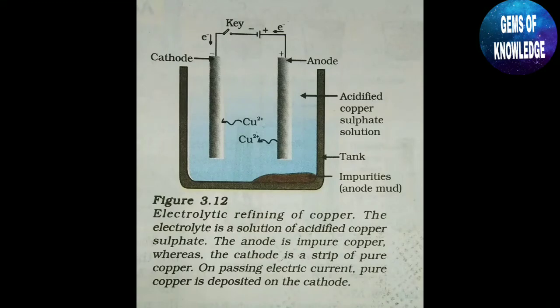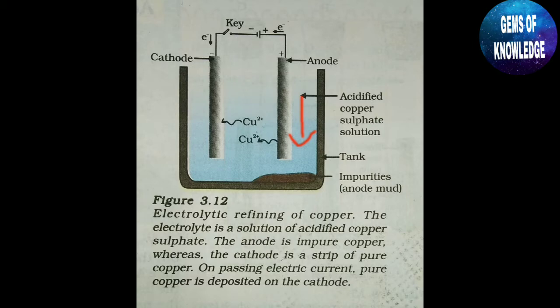Let's start with our experiment. Here you can see the experimental setup of electrolytic refining of copper. One cathode is present, one anode is present, and this is a tank, and inside the tank there is a solution of acidified copper sulfate. This is nothing but the electrolyte which is used here. You need to remember one more thing: the anode is completely made of impure metal and the cathode is completely made of the pure metal. The metal used here is copper.